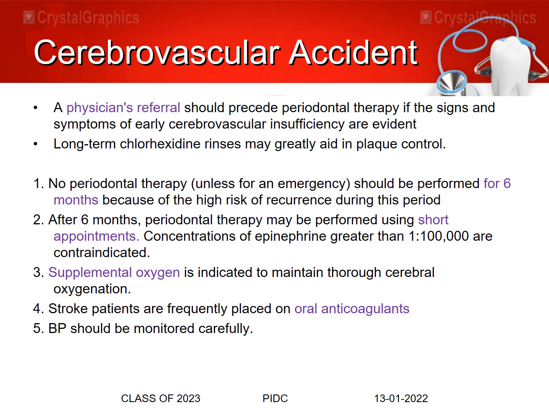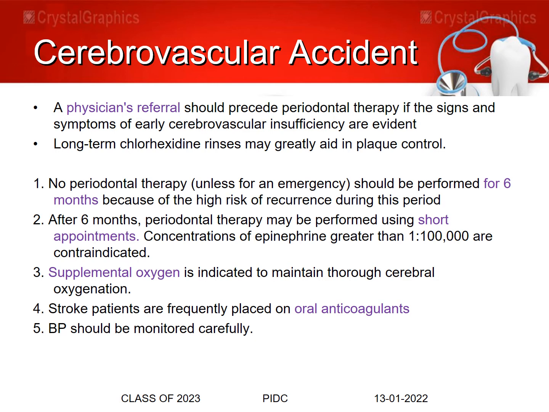No periodontal therapy should be performed within 6 months of the occurrence of any cerebrovascular accident, because the risk of recurrence is higher during the first 6 months after its incidence. After 6 months, periodontal therapy can be performed, but at short intervals, and concentrations of epinephrine greater than 1:100,000 are contraindicated. Supplemental oxygen is indicated to maintain cerebral oxygenation. Stroke patients are frequently placed on oral anticoagulants, so this has to be monitored, and BP is to be monitored in such patients.